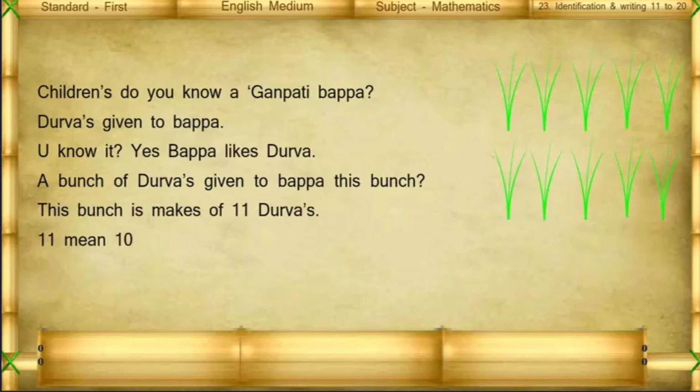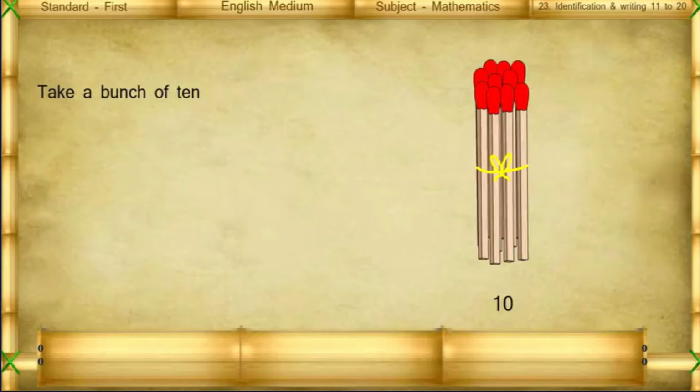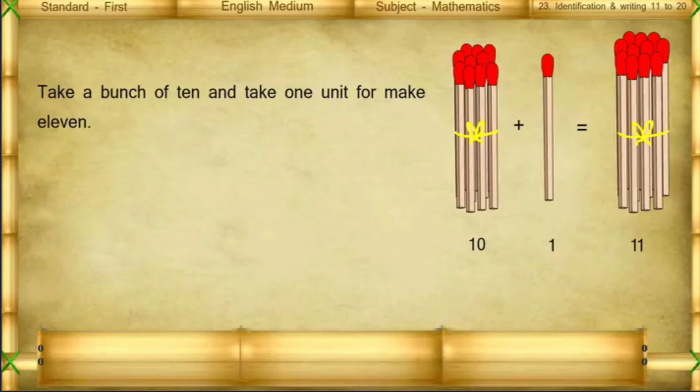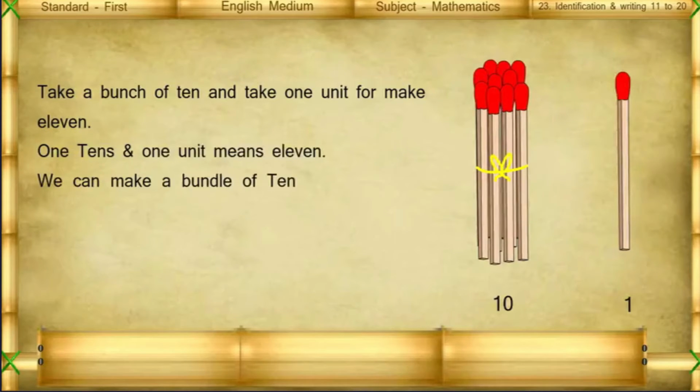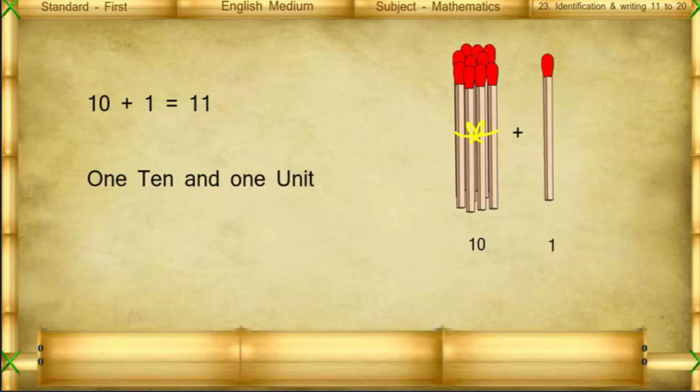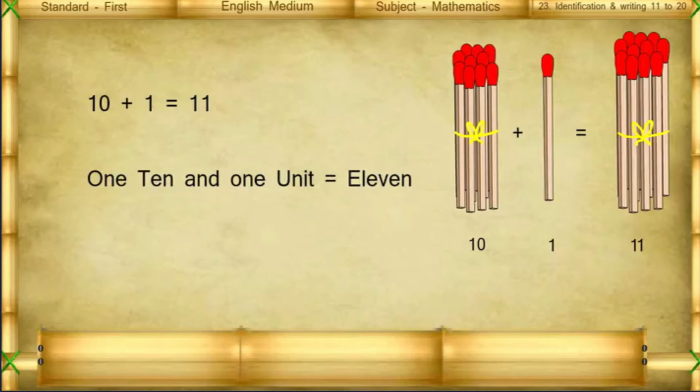11 means 10 and 1. Take a bunch of 10 and take 1 unit for making 11. 1 ten and 1 unit means 11. We can make a bundle of 10 and keep the remaining 1 in unit. 10 plus 1 equals 11. 1 ten and 1 unit equal 11. Also, 10 plus 1 equals 11.